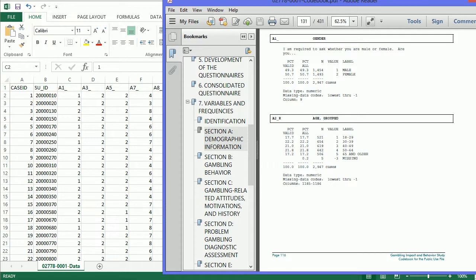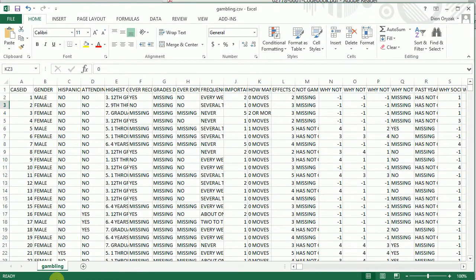After using some Excel formulas to recode the data, we end up with a file that's a bit more user-friendly that looks like this. Now, I dropped the SUID column. Question A1, as I said, refers to gender, 1 being male, 2 being female. Question A3 from the code book referred to hispanicity, and so on. It's much easier to interpret now.